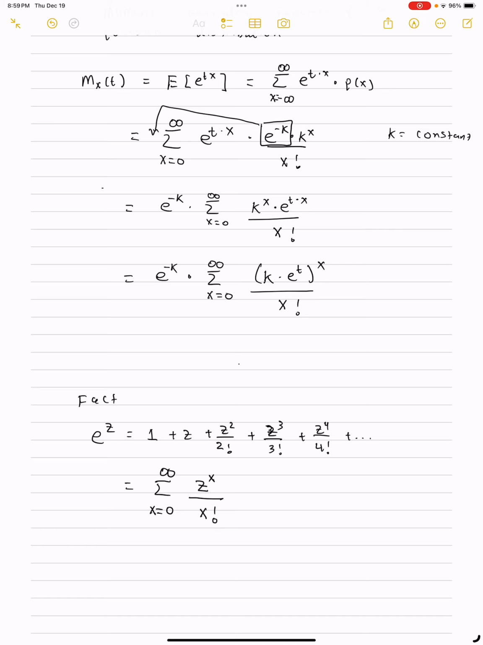So if we plug in x equals 0, we get 1. If we plug in x equals 1, we get z. If we plug in x equals 2, we get z squared over 2 factorial.